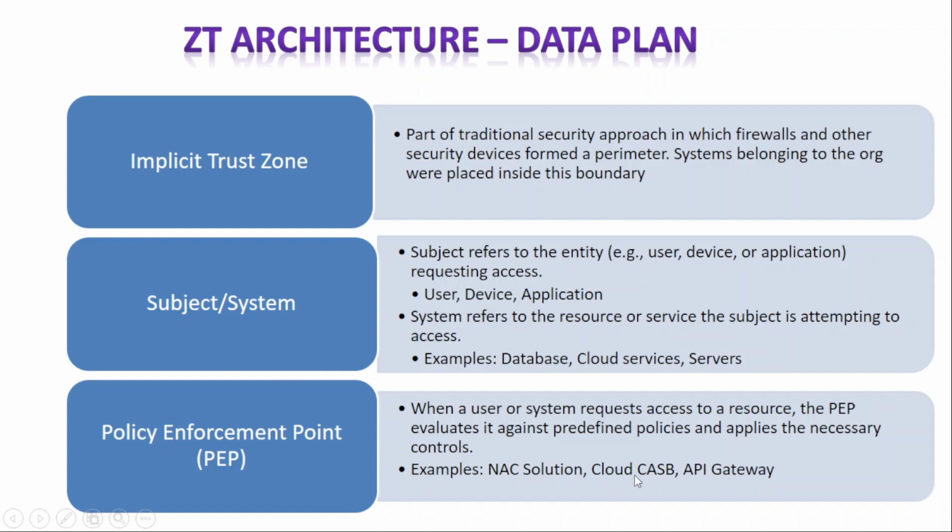Cloud CASB. So Cloud CASB is the Cloud Access Security Broker. It is a solution that sits between the client's request and the cloud, and each request goes through this Cloud CASB and is verified, and only authorized applications are given access to the authorized clients or authorized users and devices. And similarly, API gateway also acts as the PEP or policy enforcement point.